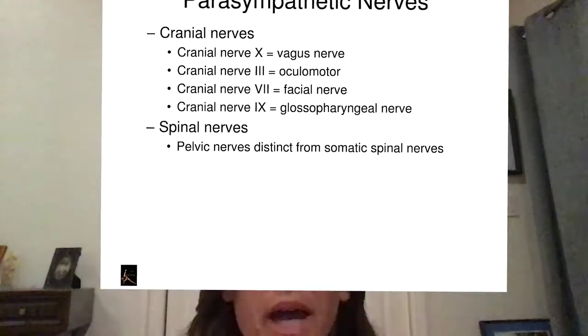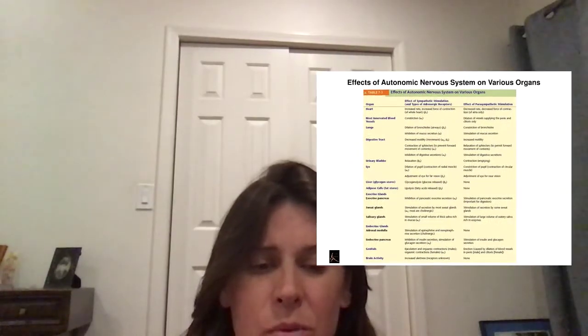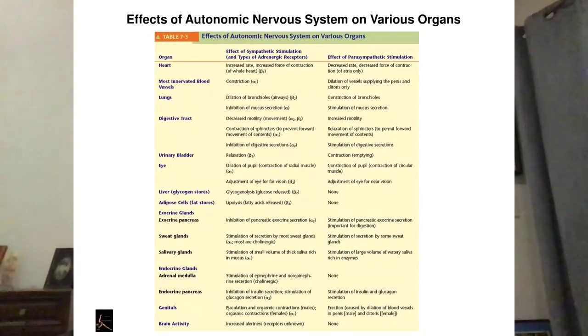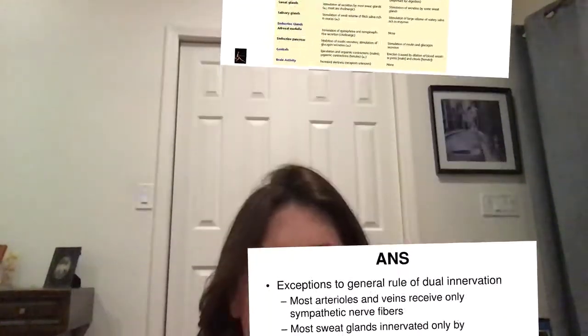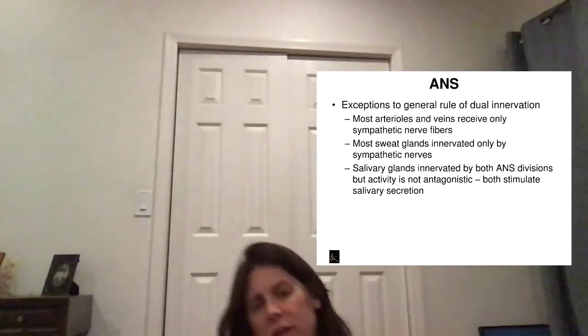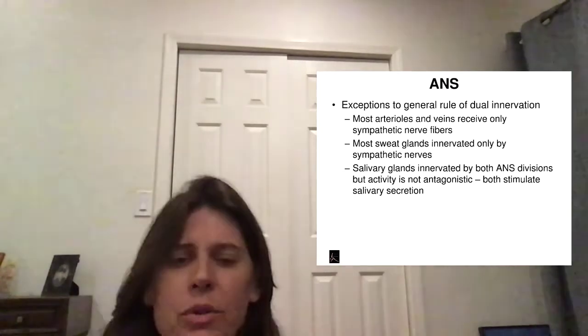So there are no pathways to learn here. Just really know what the functions are. You have a nice table in your book, and you can use that to compare and contrast the sympathetic and parasympathetic effects in your autonomic nervous system. And remember that there are always some exceptions to the rule of dual innervation.